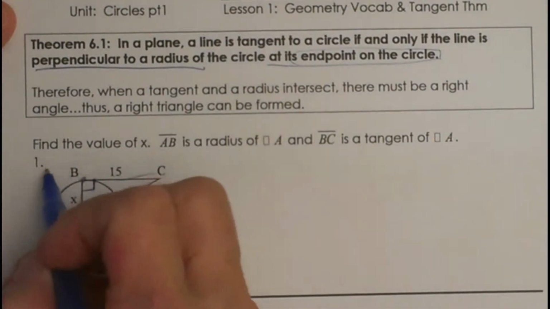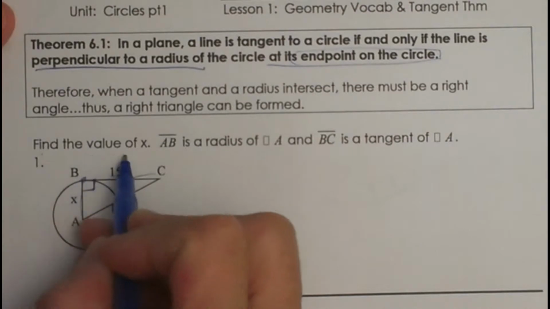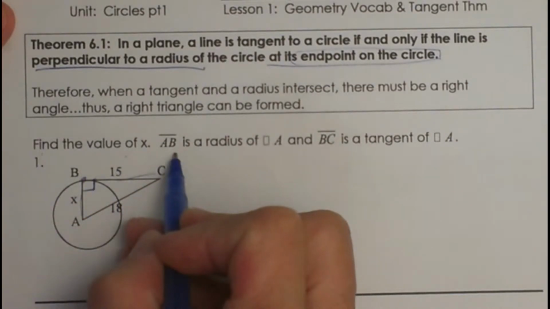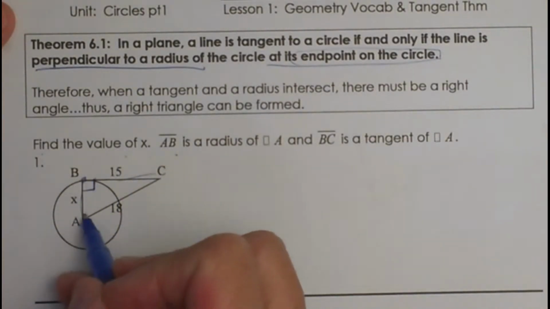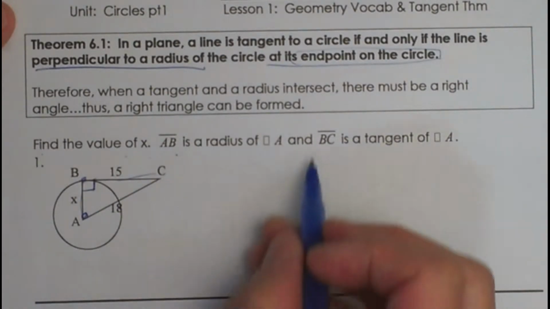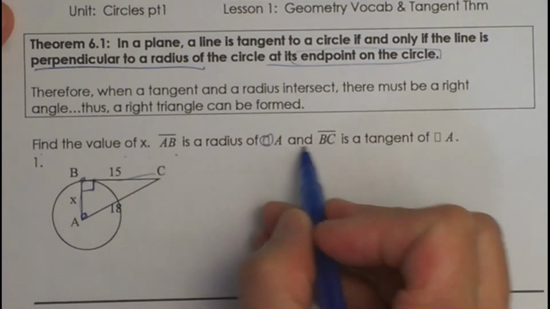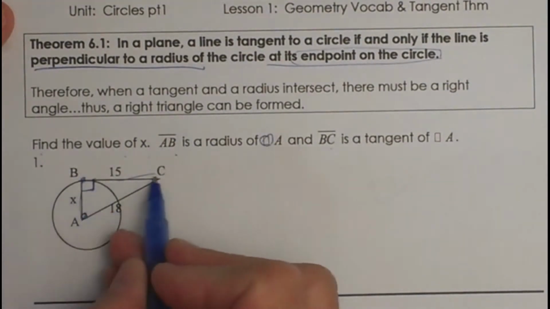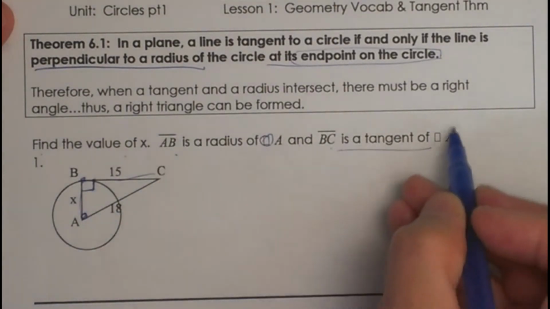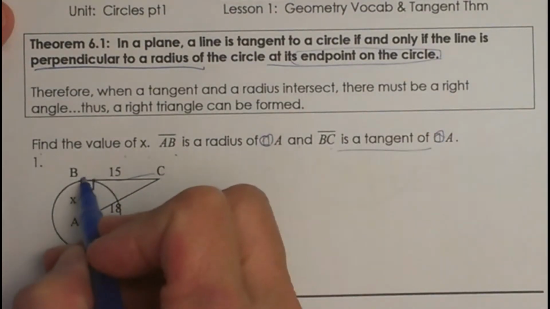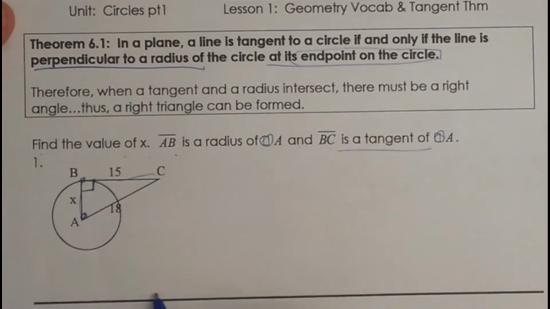Okay, so let's look at the examples here. It says find the value of x. AB is a radius, so here's my radius. That must mean A is the center of circle O, and BC is tangent to circle O. So I've got my line of tangency there.